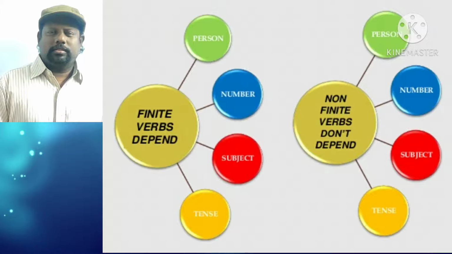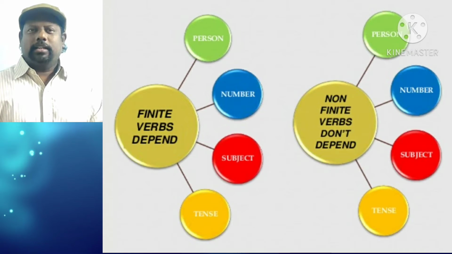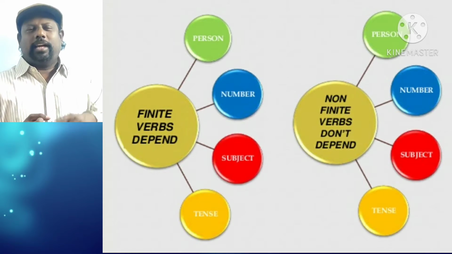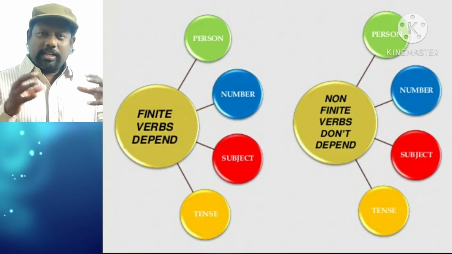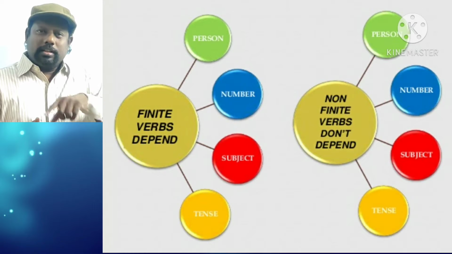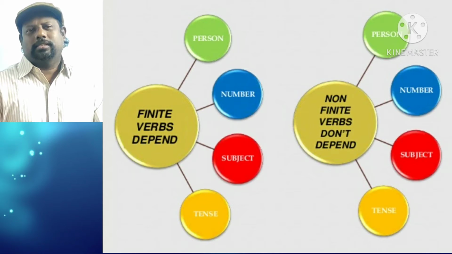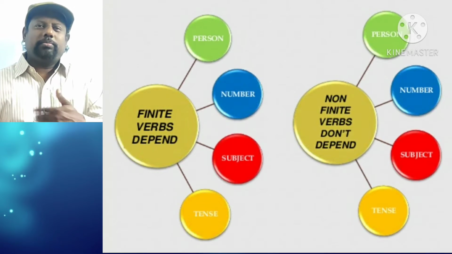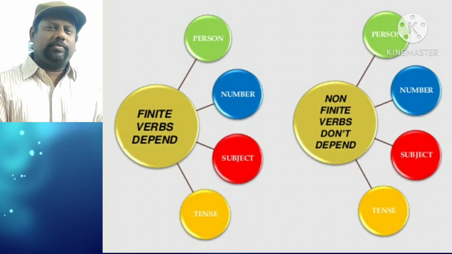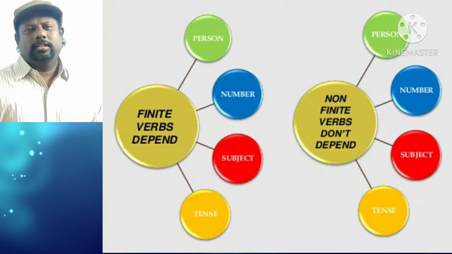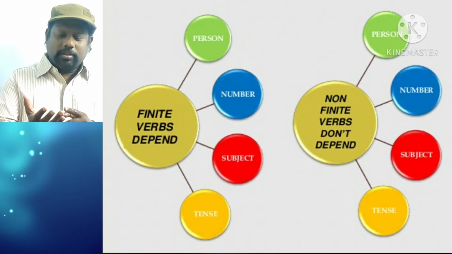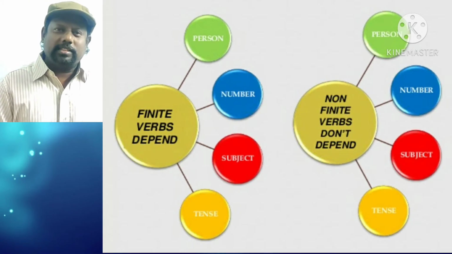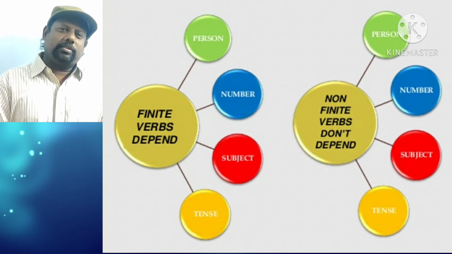What are finite verbs? A finite verb is a verb that has limitations with what? With number, with person, with subject and tense. I repeat again, which have a link with all these 4 categories. Understood? With number, person, subject and tense. And the opposite of it, non-finite. Non-finite in the sense which doesn't have any limitations, though the verb remains the same. Which doesn't have any relation with the number, person, tense and subject.